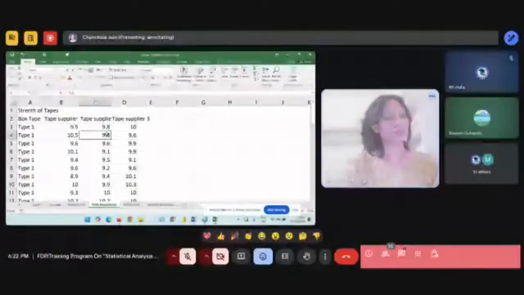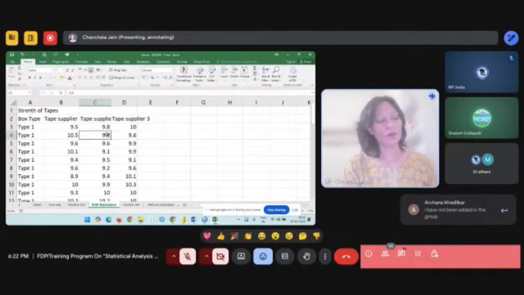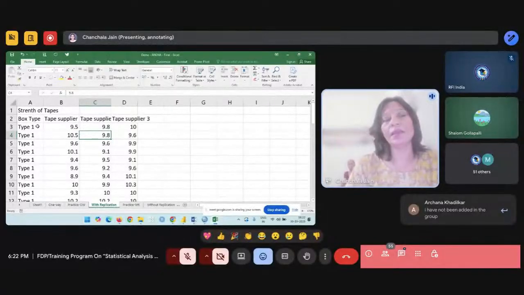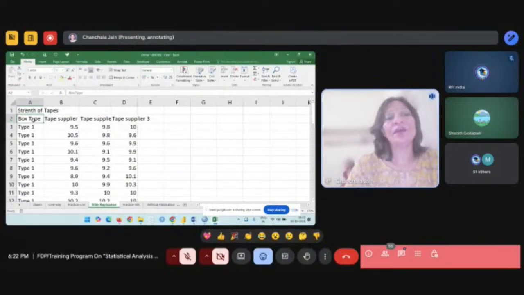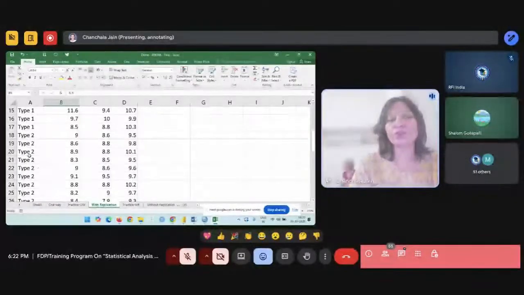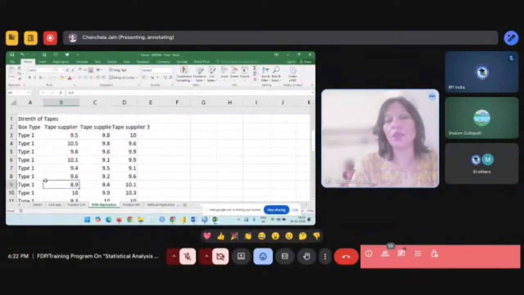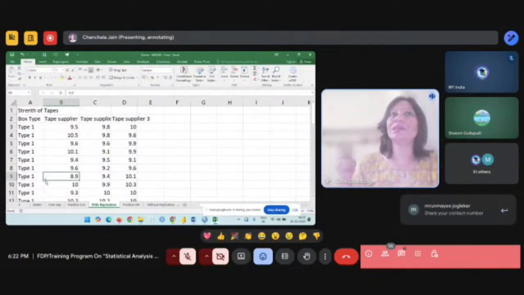Yes, ma'am. Now you can see this is a replication case. Box type is one of the categorical variables where the categories are replicating, that is repeating. You are repeating type 1 up to some number of times. Similarly, type 2 is also repeating for some number of times. So there is a replication, that is why it is a replication case.